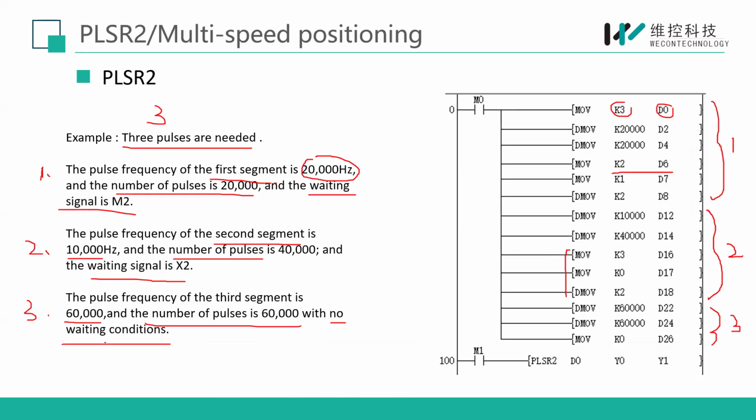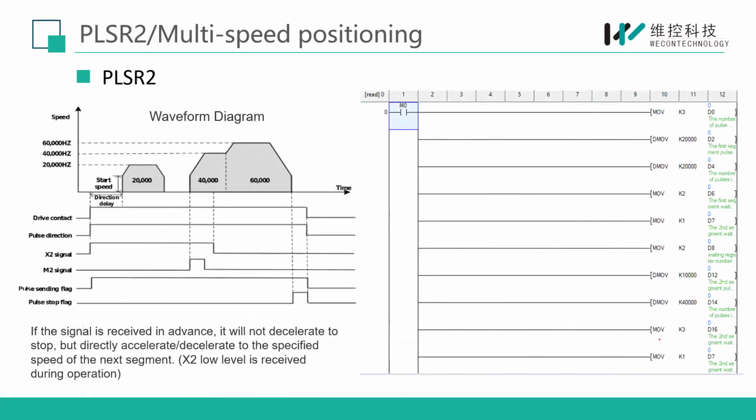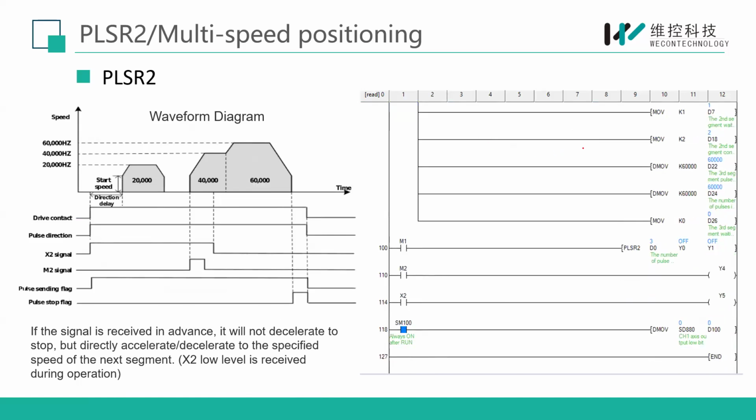And if there is no waiting condition, we just set K0. We set 0 to the D22 and D26. Okay, this is the demo. You can check.